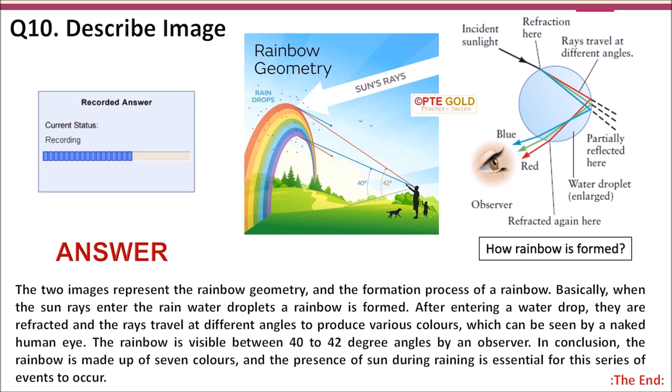The rainbow is visible between 40 to 42 degree angles by an observer. In conclusion, the rainbow is made up of seven colors, and the presence of sun during raining is essential for this series of events to occur.